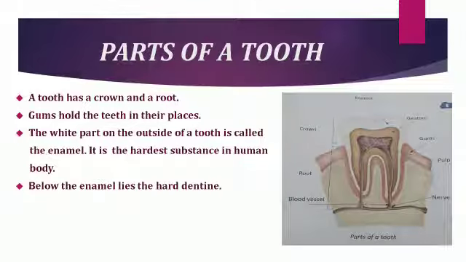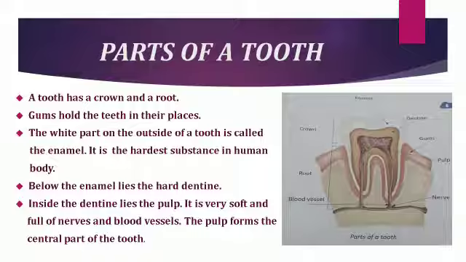Below the enamel lies the hard dentine. Inside the dentine lies the pulp. It is very soft and full of nerves and blood vessels. The pulp forms the central part of a tooth.